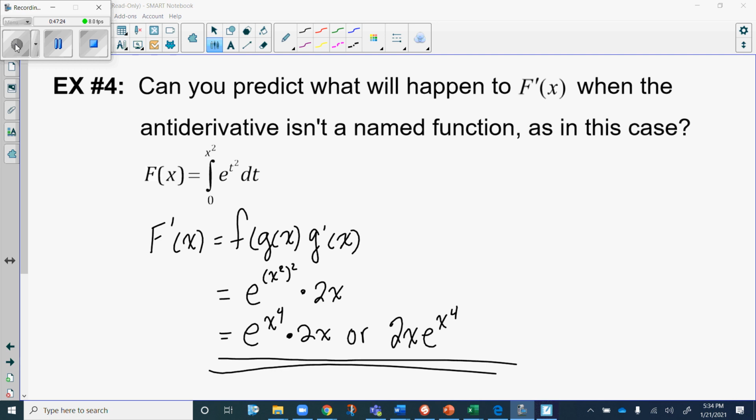So how'd you do? Finding the derivative of the antiderivative using the second part of the fundamental theorem of calculus. Hopefully, probably the simpler way of writing it is the way that I have it written on the right at the bottom, the 2x times e to the x fourth power. But either one of them would be fine.